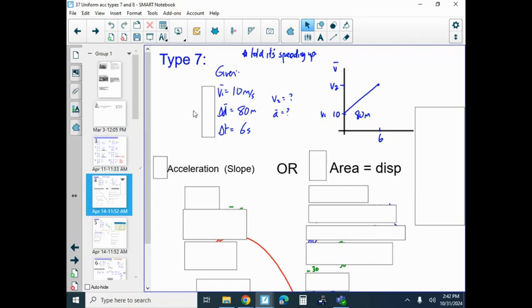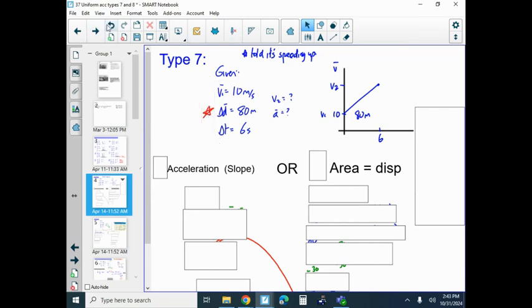So here we go. I skipped giving the story for this one, just cut right to the chase. This is the given information you pull out of a story. If you're told that it's speeding up, you'll be able to draw a VT graph starting at 10, going to a final velocity that's unknown, a known amount of time, a known displacement or area, right? So that should be normal here.